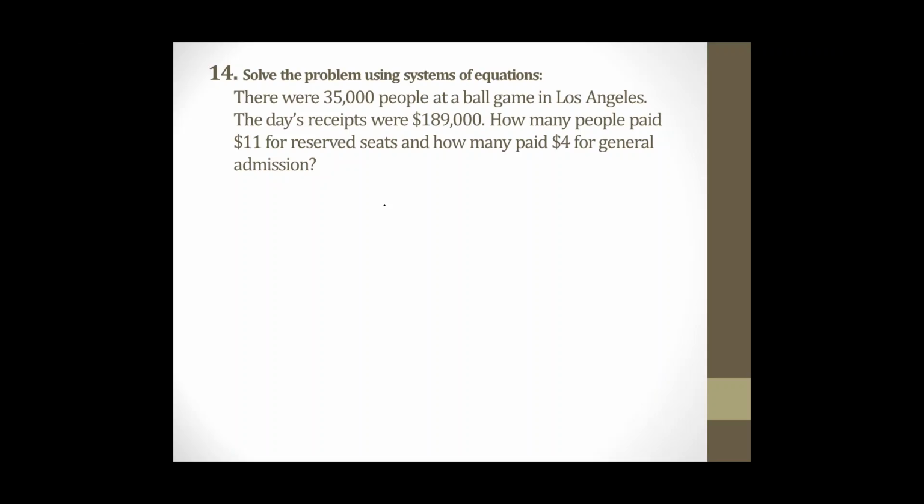The first step was to label our variables. So I'm going to write X and Y here. And you guys are going to tell me what is going to be your X and what is going to be your Y. I'm going to read the problem for you and you can think about it. There were 35,000 people at a ball game in Los Angeles. The receipts were $189,000. How many people paid $11 for reserved seats and how many paid $4 for general admission? So please type in what you would label your X pertaining to this problem.